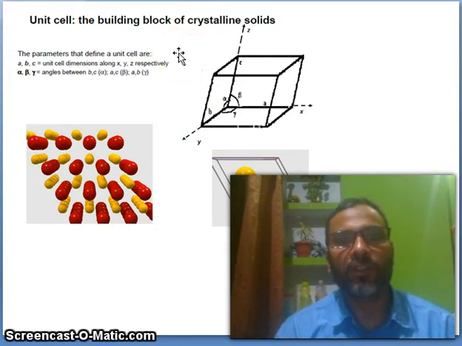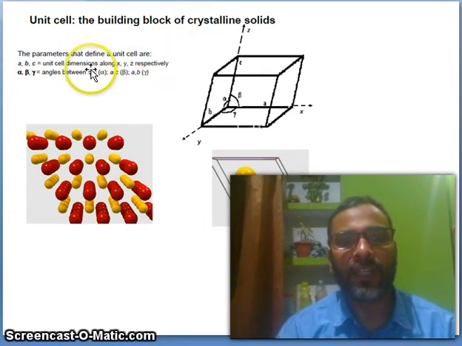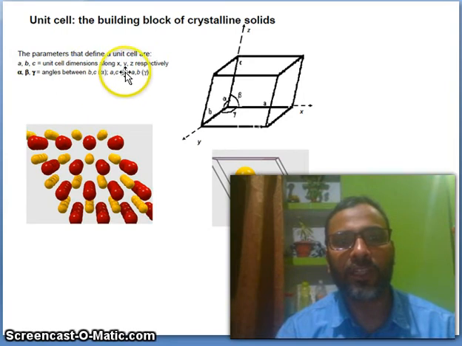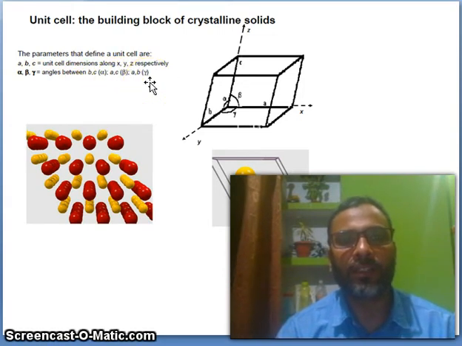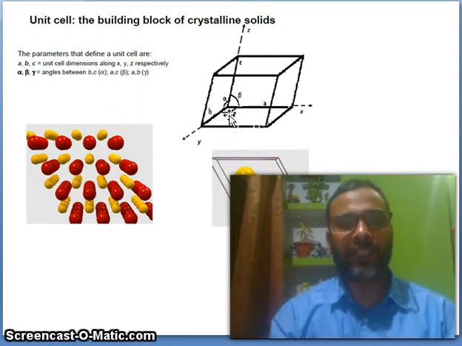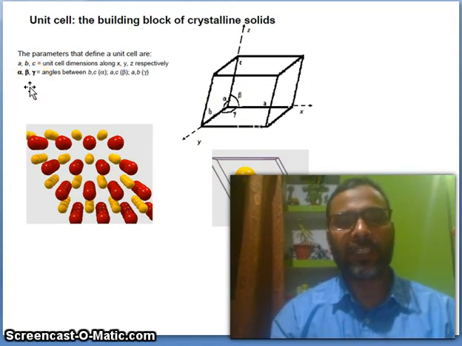What are the properties of a unit cell? The parameters that define the unit cell are a, b, c, the unit cell dimensions along X, Y, Z respectively, and alpha, beta, gamma, the angles between b-c alpha, a-c beta and a-b gamma. So this is one unit cell. A unit cell is defined by a, b, c and alpha, beta, gamma.